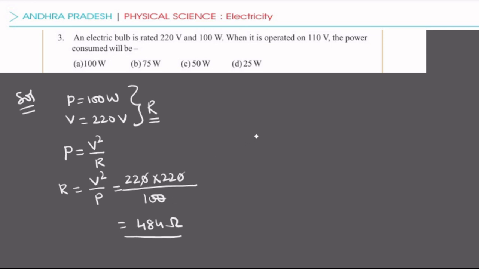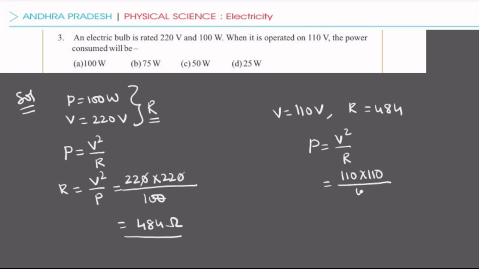Now if this bulb is operated on 110 volts, this is the voltage. What is its resistance now? 484 ohms. Now how much power will be consumed? So again we have to use the same formula, P is equal to V square by R. Here V square, the voltage, we operate it at 110 volts, and the resistance is 484. So what is the power consumed?